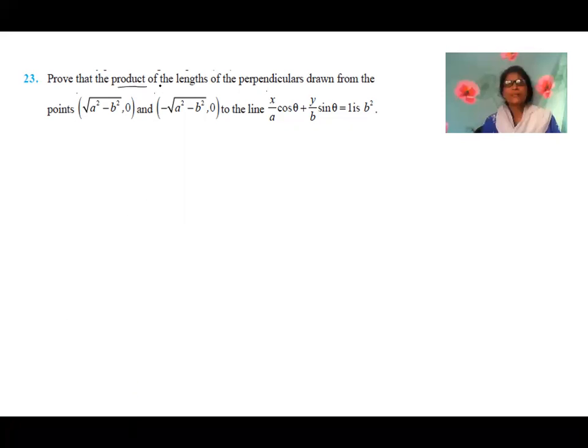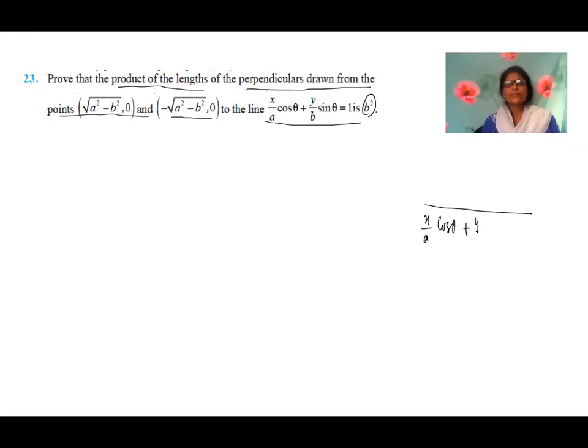Prove that the product of the lengths of the perpendiculars drawn from the points (√(a² − b²), 0) and (−√(a² − b²), 0) to this line is b². The question asks about the line x/a cos θ + y/b sin θ − 1 = 0. One point is (√(a² − b²), 0).